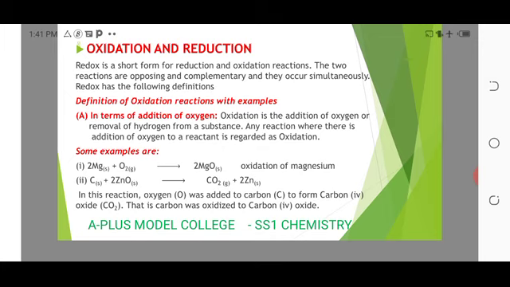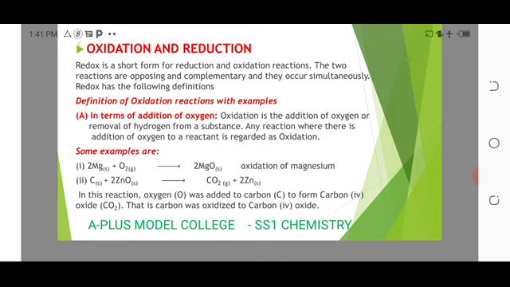So the two reactions are opposing. You can say they are opposite. One is an opposite of the other and complementary. And they occur simultaneously. Whenever an oxidation occurs, we must have had a redox reaction taking place indirectly or unconsciously, because when a material oxidizes, there will be another material which must have reduced.